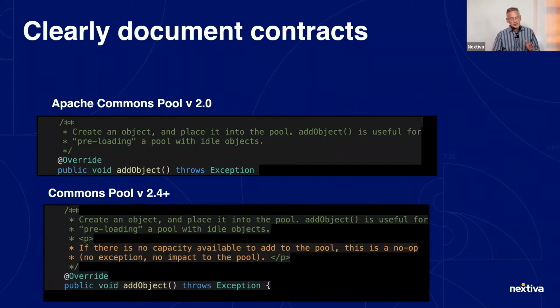So real super simple thing, you just add a statement that tells what it does. And then it's clear to every maintainer of this software, anyone who's going to work on it, anyone who's going to use it, that if there's no capacity, the thing's a no-op. It's not going to do anything. And you don't have to think about it. And you don't have to worry about it.